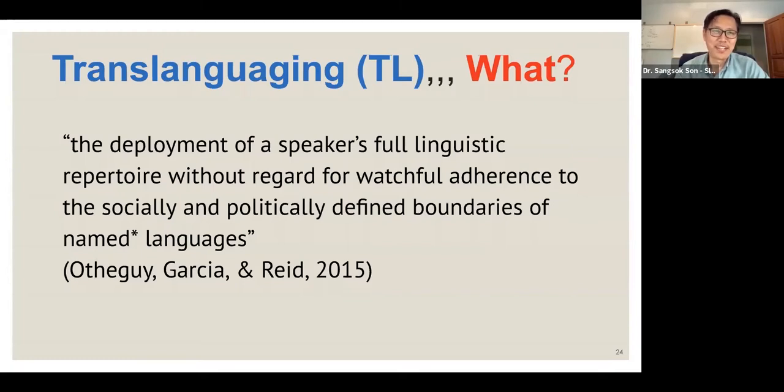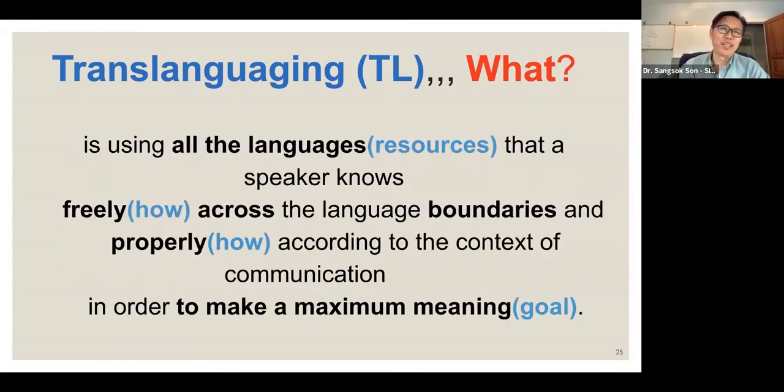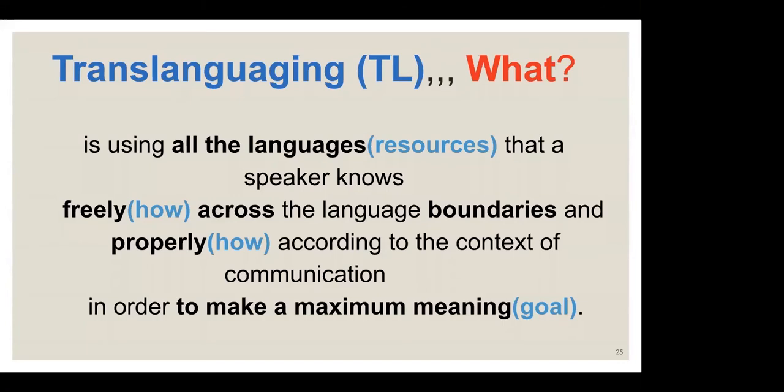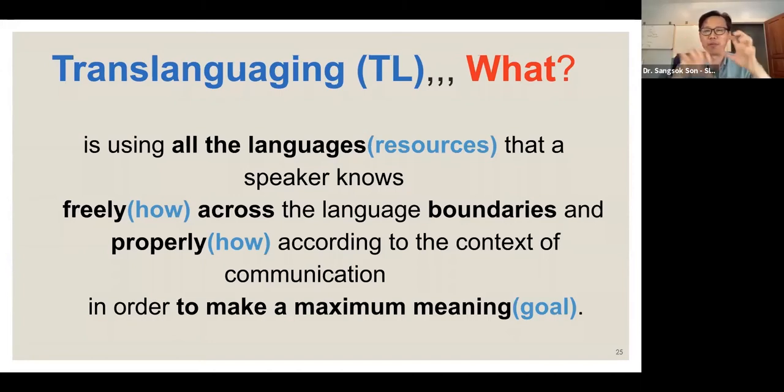So I made it very simplified. Translanguaging is using all the languages as a resource, all the languages that a speaker knows, freely across the language boundaries and properly according to the context of communication. What's the goal? In order to make maximum meaning. Using all of their language resources freely across the boundaries, but not only freely, not only always mixing, but properly, appropriately according to the context of communication. Why? In order to make maximum meaning. This is my definition of translanguaging, which is easier than García's, and the local teachers understood this one.